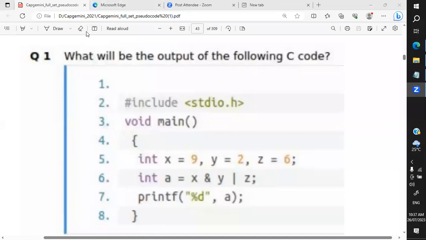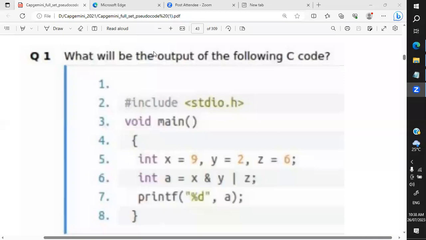I hope you know bitwise operators. Here we are using bitwise AND and bitwise OR. If you know that, then we can answer it easily. Oh, super. Everyone got the answer as 6. I hope everyone got 6 only. There are no confusions at all in this question. Looks like an easy question for everyone.